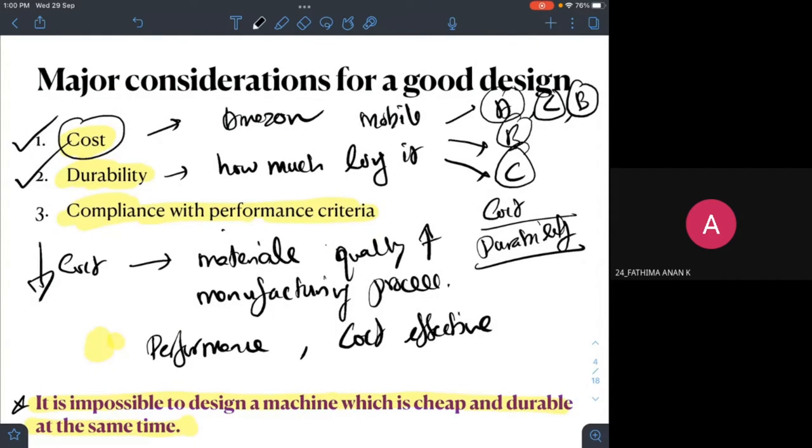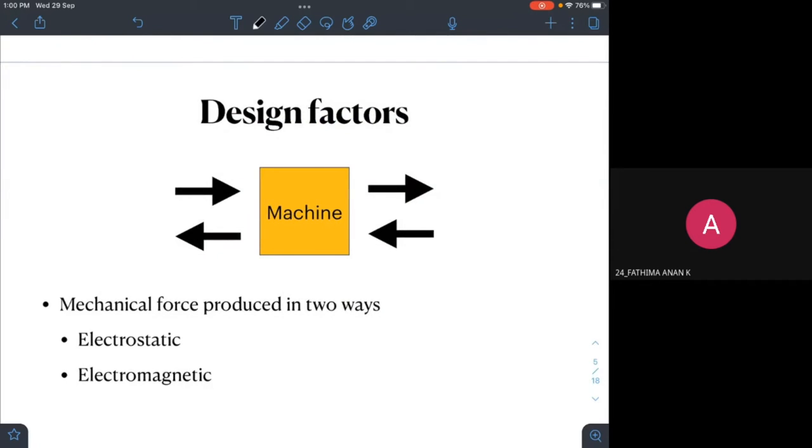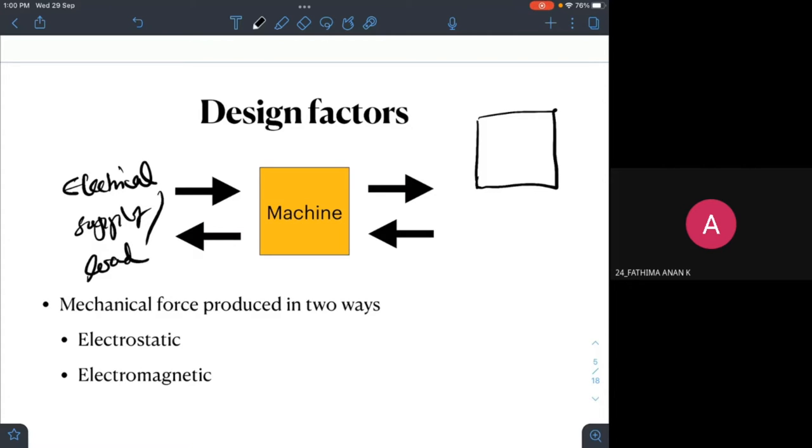Now let us see what is meant by a machine. Basically it is an electrical machine, right? So an electrical machine means you will have a machine, something inside this, and you will have an input here. It can be an input or output. Let me say that this is the electrical part, electrical supply or load. Then another part here, the mechanical source or load. It can be the two ways.